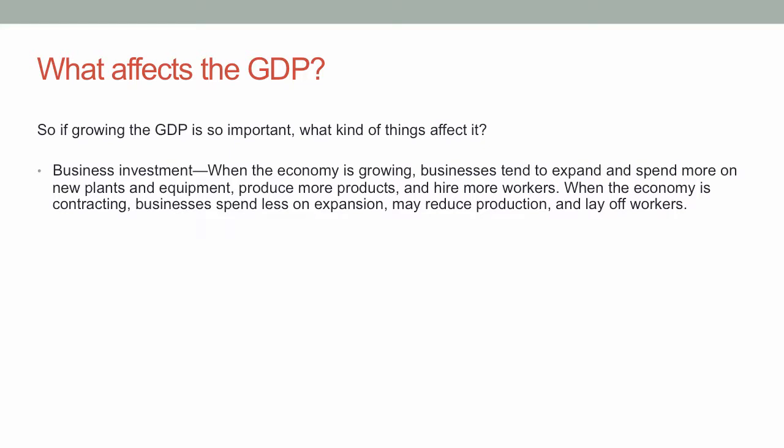Well, there's business investment. If the economy is growing, businesses tend to expand and spend more money on new plants and equipment. They produce more products, they hire more workers, and all of that is money that affects final goods or produces final goods, or people are able to afford to buy goods. When the economy is contracting, businesses spend less, they reduce production, they lay off workers. So businesses have a big effect on the GDP, right?